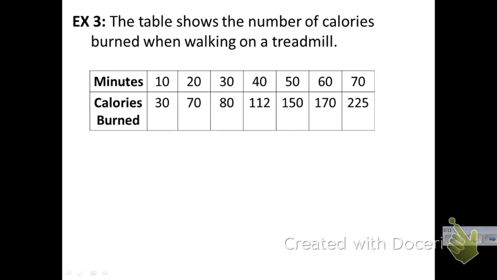So example 3 says the table shows the number of calories burned when walking on a treadmill. The minutes are 10, 20, 30, 40, 50, 60, 70, and the calories burned are listed. So on our next slide we're going to graph them. Minutes will be across the bottom, and I'll go by tens. Calories burned will be on the side. And I will go ahead and graph them. The first one over 10 up 30, the second one over 20 up 30, and so on.